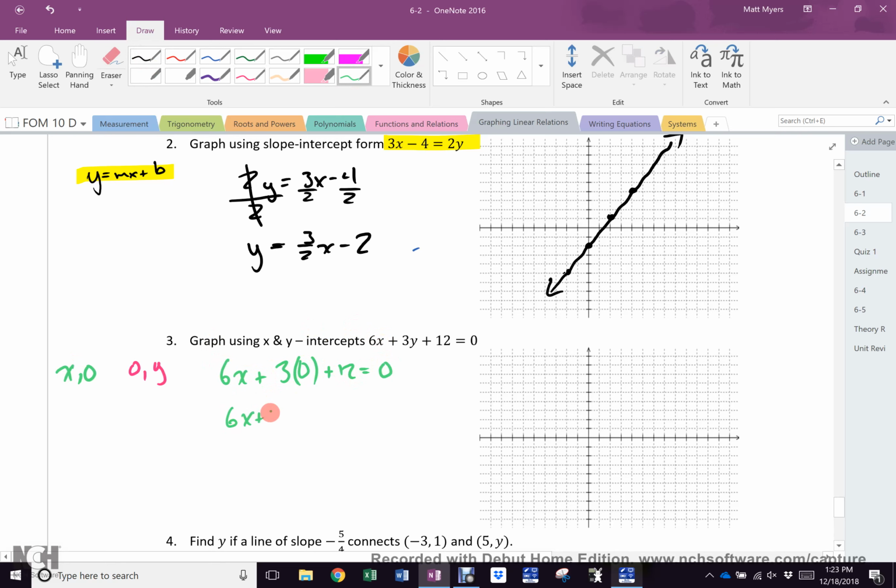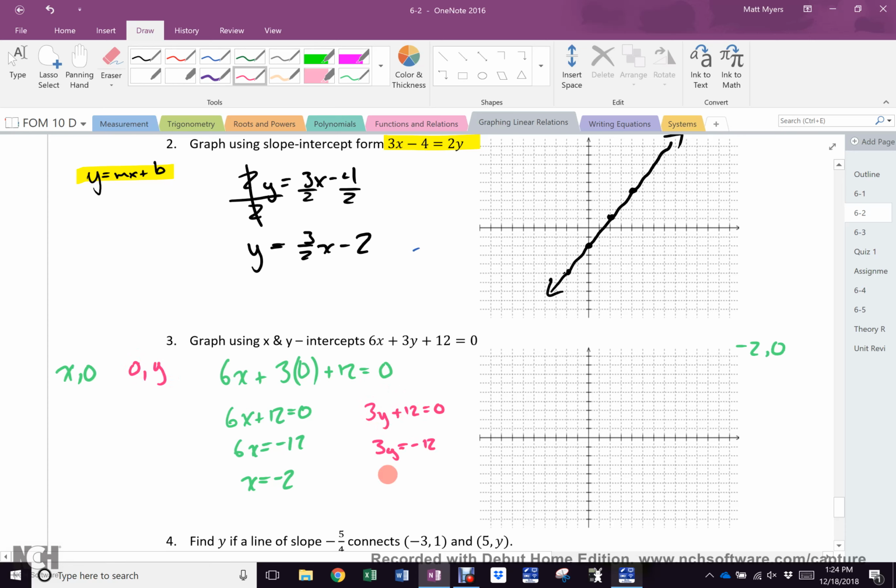And lastly, there's an M, there's one X, there's one Y, there's a second X, there's a second Y. Do we have any equation that uses M, X1, Y1, X2, Y2? Yes. M equals Y2 minus Y1 over X2 minus X1. Fill it in. What's M? Negative 5 over 4. Negative 5 over 4 equals Y minus 1 over 5 minus 3.